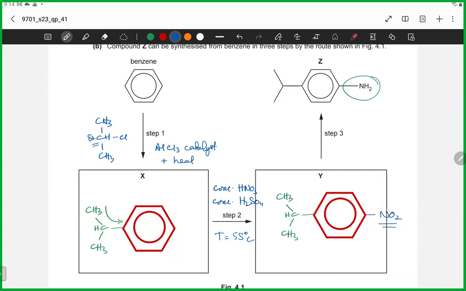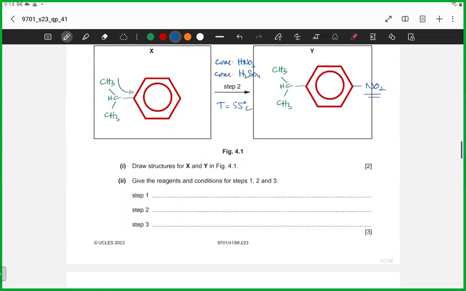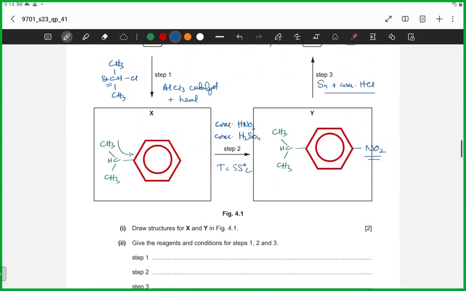And after that, what needs to be done is I need to reduce it. How do I reduce NO2? It's tin plus concentrated HCl. Okay, that's it. That's your reducing agent. So that's it. That would pretty much answer all the rest of it.